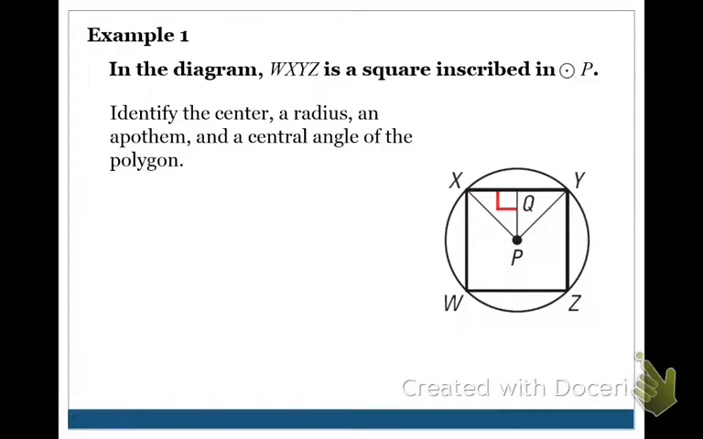All right, in the diagram, WXYZ is a square inscribed in circle P. Identify the center, a radius, an apothem, and a central angle of the polygon. Okay, so using letters, what's the center? Kayla? Yes. P is the center.